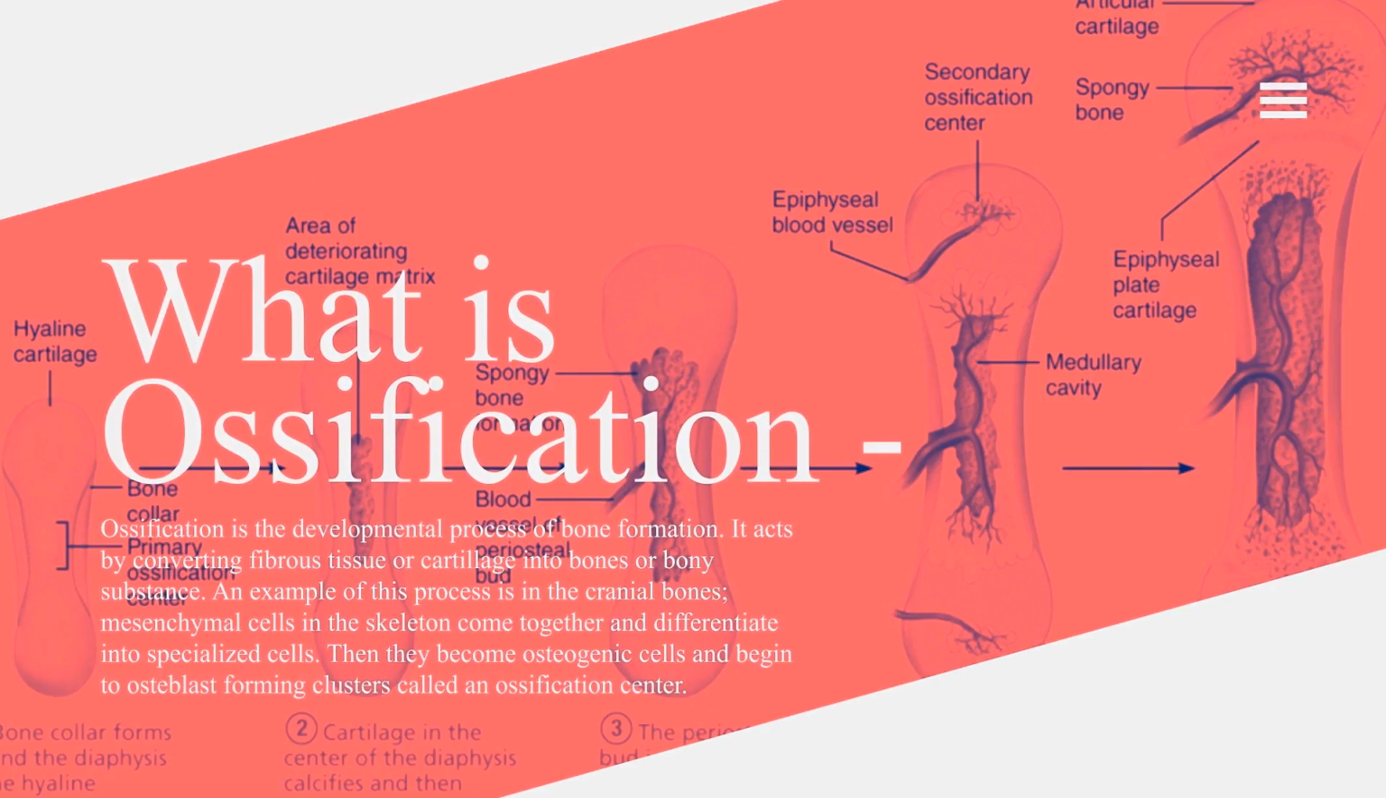Ossification is the developmental process of bone formation. It acts by converting fibrous tissue or cartilage into bones or bony substance. An example of this process is in the cranial bones. Mesenchymal cells in the skeleton come together and differentiate into specialized cells. Then they become osteogenic cells and begin to osteoblast, forming clusters called an ossification center.